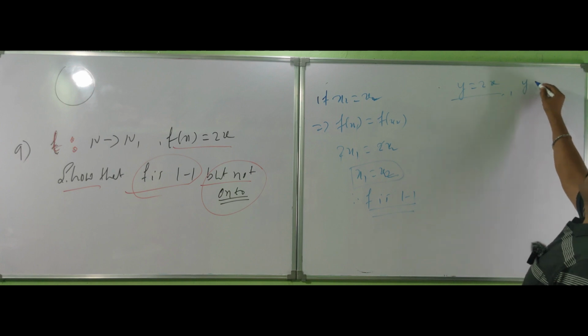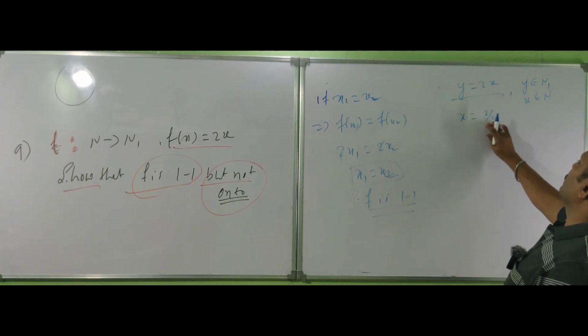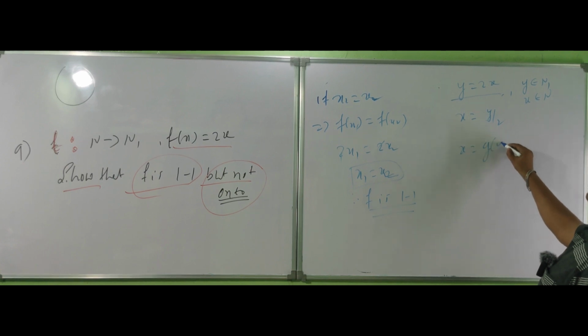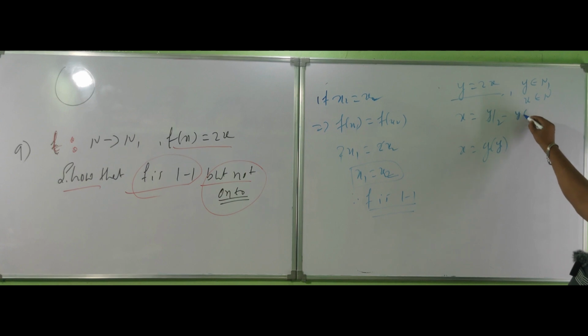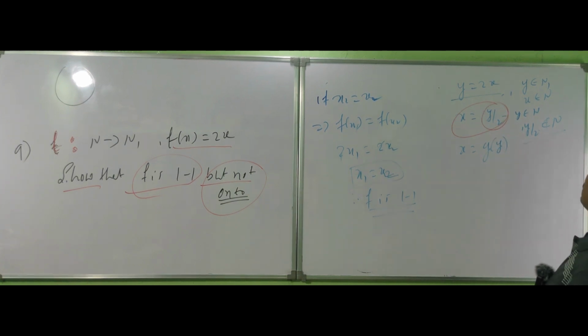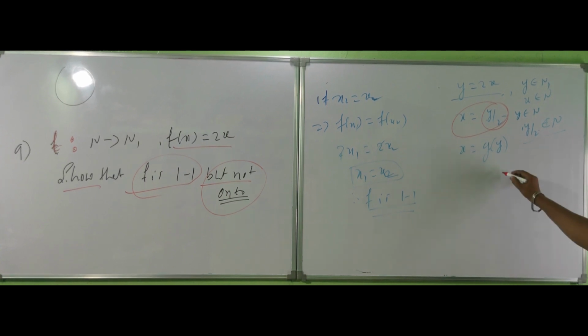And y belongs to n and x belongs to n. I am writing x is equal to y by 2, which is g of y. Here, for y belongs to n, y by 2 does not belong to n. This is the pre-image. Here the pre-image y by 2 does not belong to n. Therefore, f is not onto.